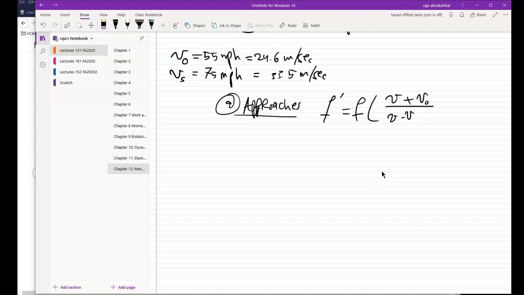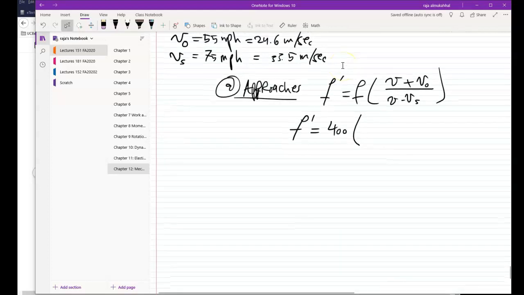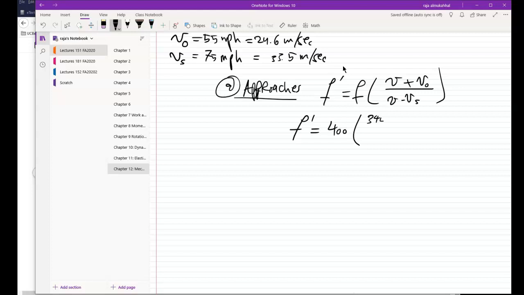And then you just plug it in. So we have here f prime is going to be equal to 400, the frequency given to us, right? It's right here. And then 345, again, in our book we use 340, plus 24.6, divided by 345 minus 33.5, and then you just work it out and you'll get 475 hertz.